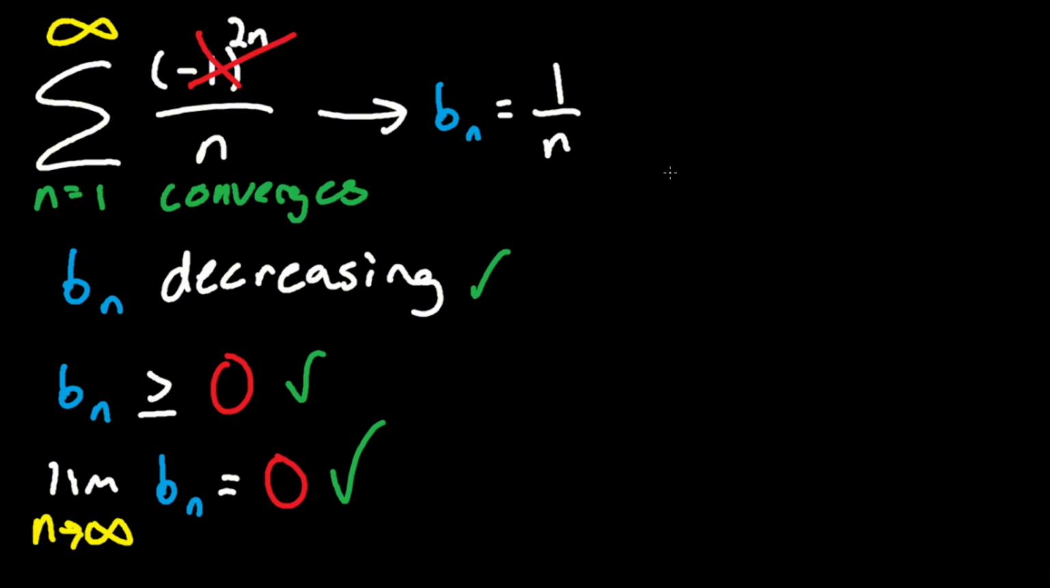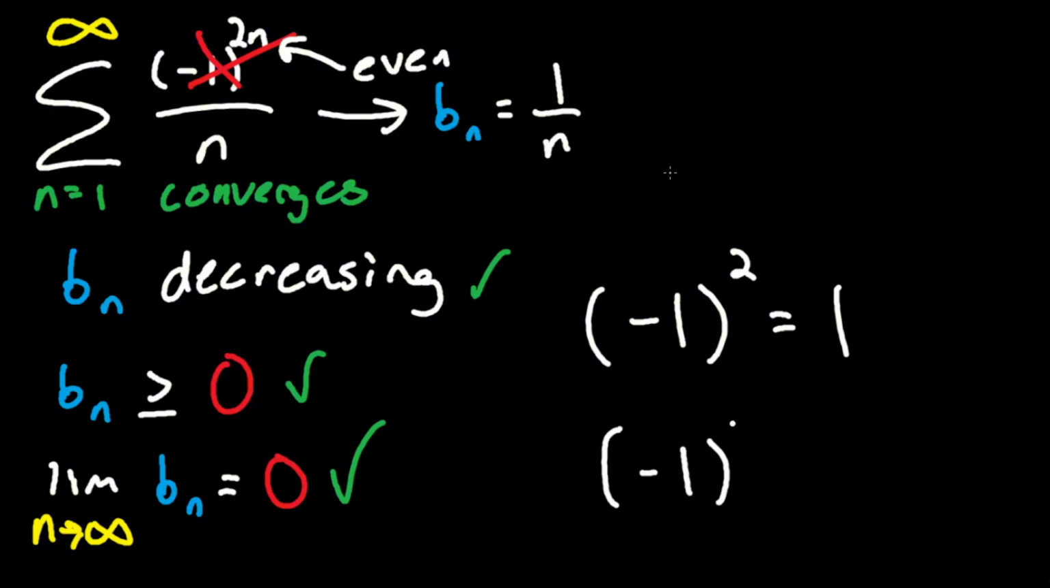And the reason why is because if you were to write down everything, you're going to realize that this power is only going to be even. And if you put negative 1 to the power of some even number, you're always going to get some positive. You're always going to get positive 1, right?